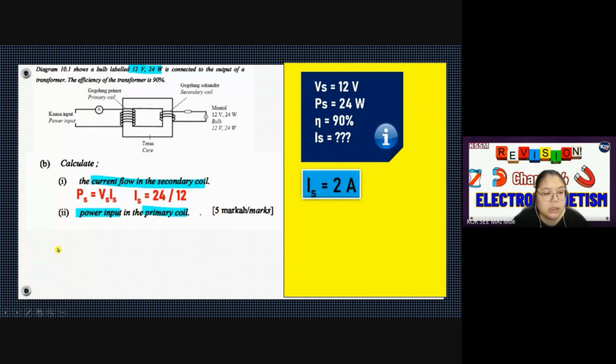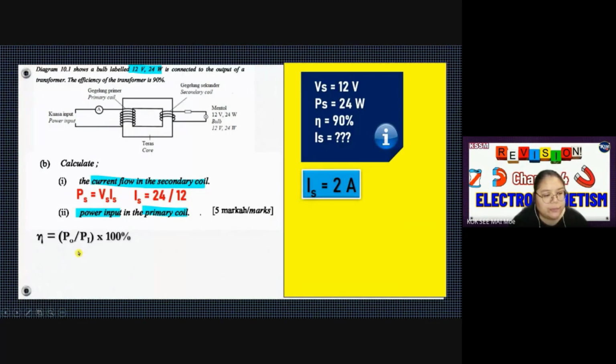2 ampere. Next, power input in the primary coil. If they ask about power input, you can also use VI. But now the problem is you do not know the input current, and you also do not know the input voltage. How to do the calculation? We cannot use that formula. We can only use efficiency to find the answer.